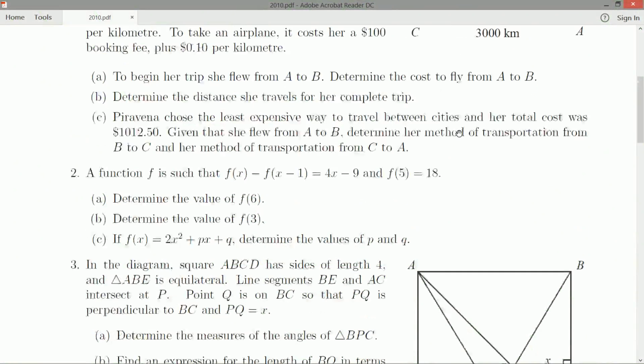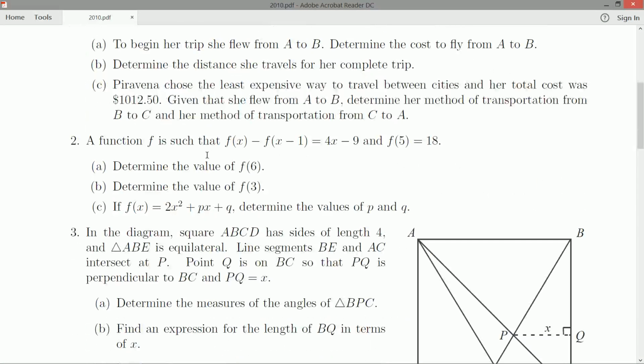Alright, so we saw question 1 in the last video, and now we are on question number 2. A function f is such that f of x minus f of x minus 1 equals 4x minus 9. And we're also told that f of 5 is equal to 18. Okay. So we have 3 short little parts here.